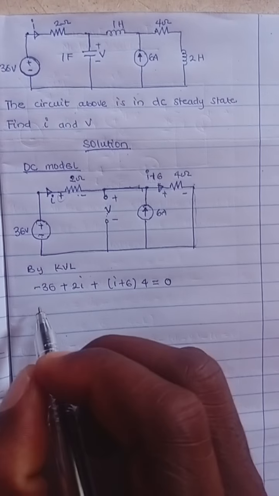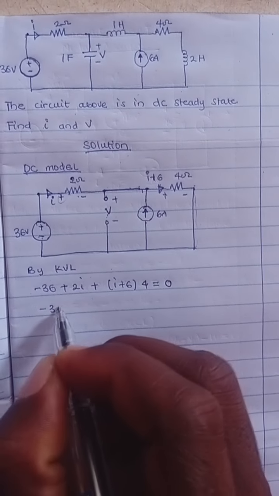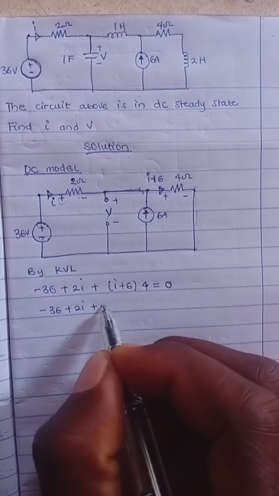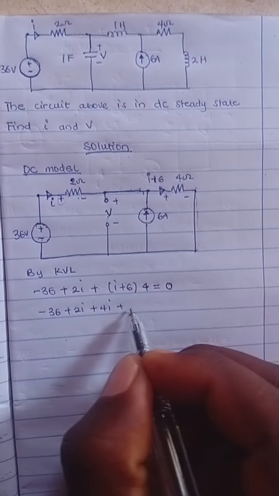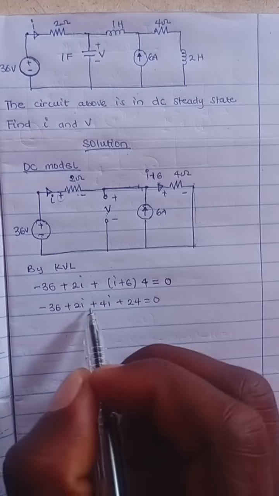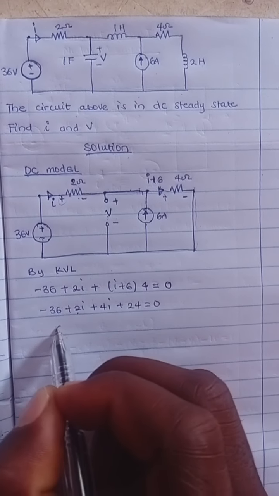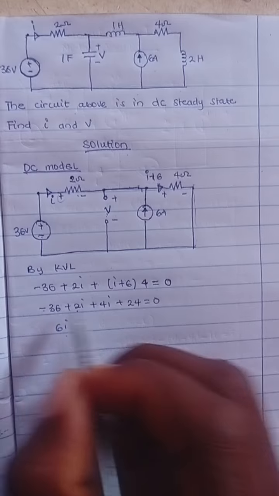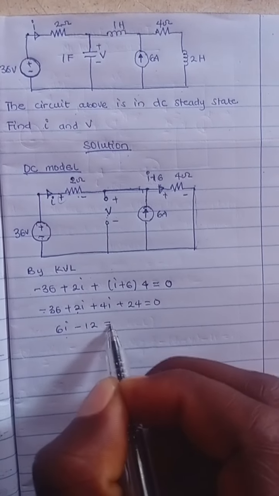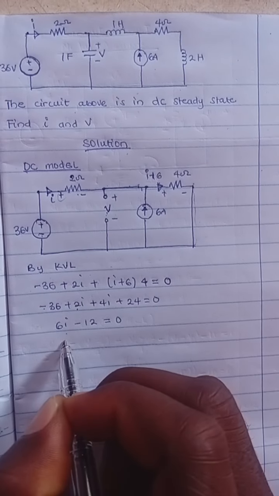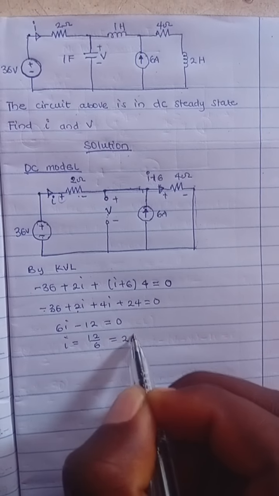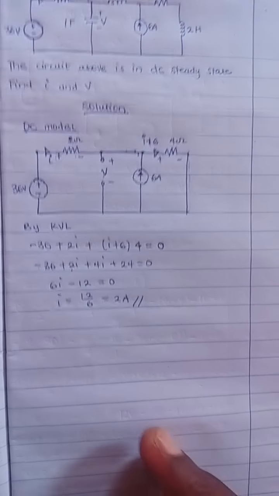So this is a simple equation I can solve. This is minus 36 plus 2I, then plus, opening the bracket, 4 times I, that's 4I, plus 4 times 6, that's 24. Everything equals 0. Make I the subject: 2I plus 4I gives you 6I. Minus 36 plus 24 gives you minus 12, equals 0. So I becomes 12 divided by 6, which is equal to 2 ampere. So 2 ampere is the value of I.